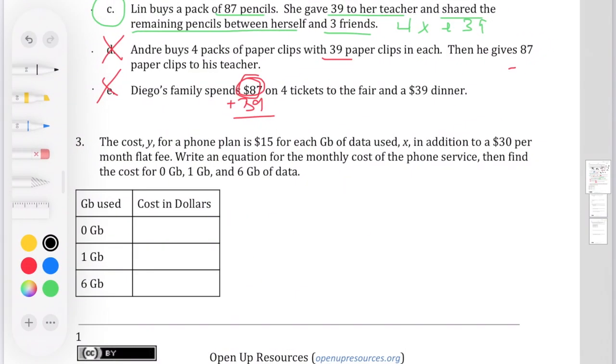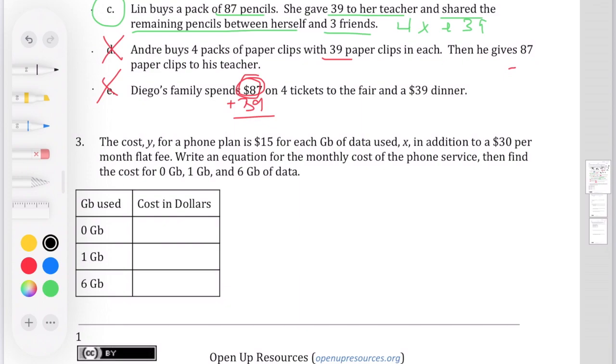All right, number 3, the cost Y for a phone plan is $15 for each gigabyte of data used, X, in addition to a $30 per month flat fee. Write an equation for the monthly cost of the phone service. Then find the cost for 0 gigabytes, 1 gigabyte, and 6 gigabytes of data.